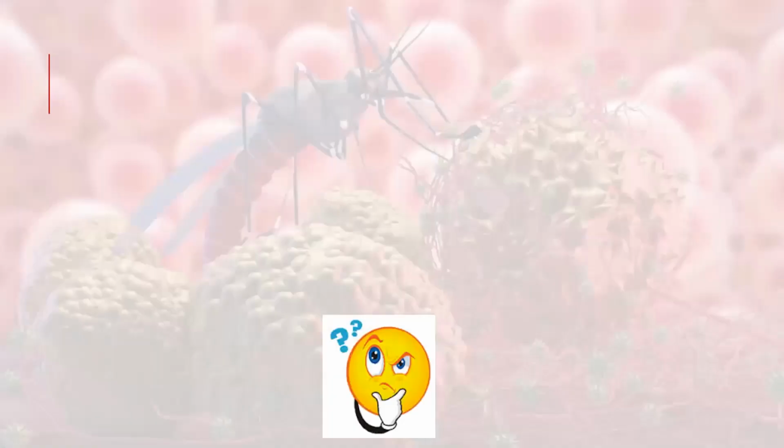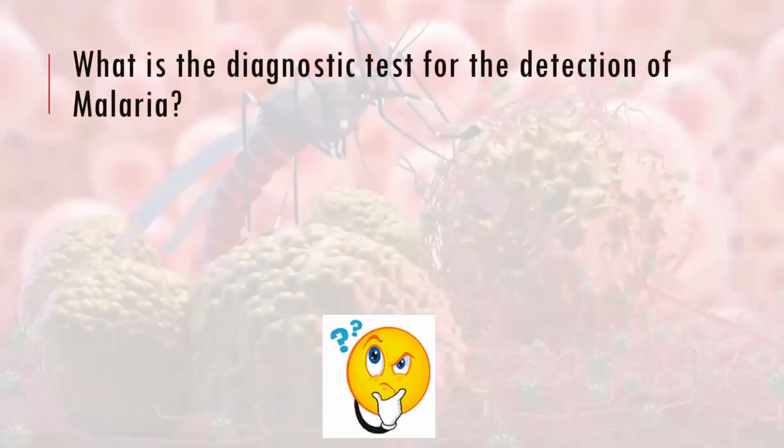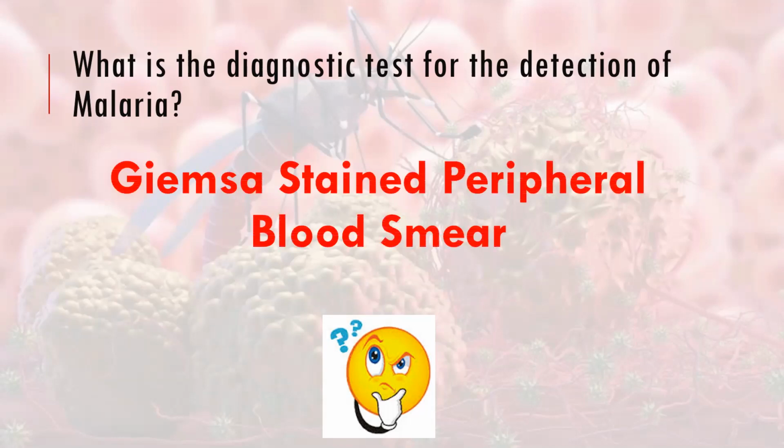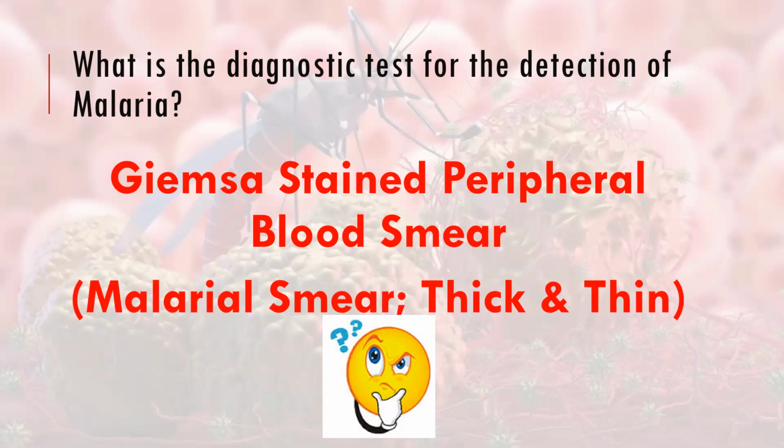Okay? Question, what is the diagnostic test for the detection of malaria? The answer to that question is the Giemsa-stained peripheral blood smear, also known as the malarial smear or the thick and thin smear. Make sure to remember, ha, the thick and thin smear, stained with Giemsa stain.